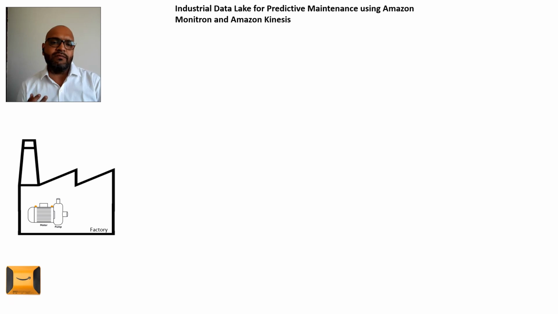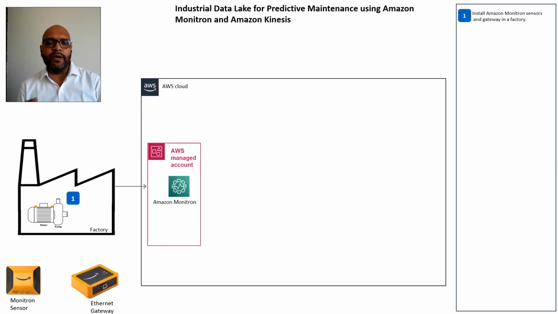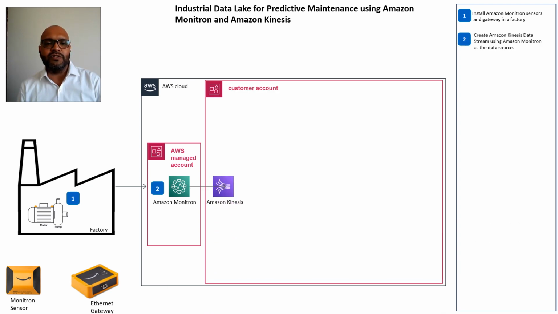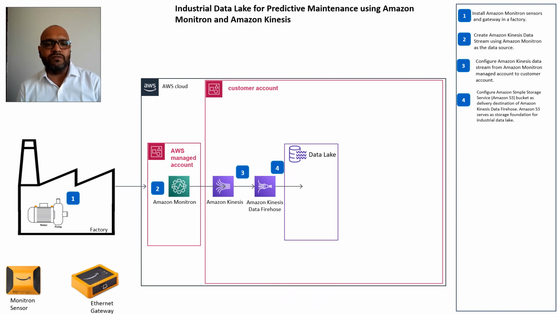Let us decode the architecture of industrial data lake for predictive maintenance using Monitron and Kinesis. First step is to install the Amazon Monitron sensor and gateway on the equipment that you want to monitor in a factory. You can then configure the sensor in Amazon Monitron by setting up a project. Then create the Amazon Kinesis data stream using Amazon Monitron as a data source. Kinesis data stream is a scalable and durable real-time data streaming service that can continuously capture gigabytes of data per second from hundreds of thousands of sources.